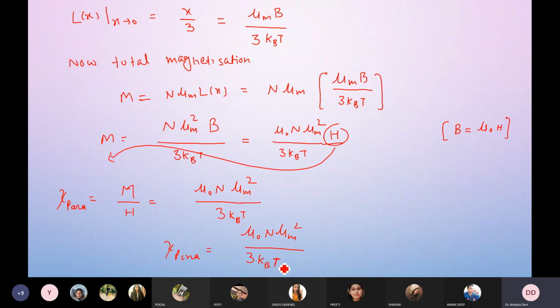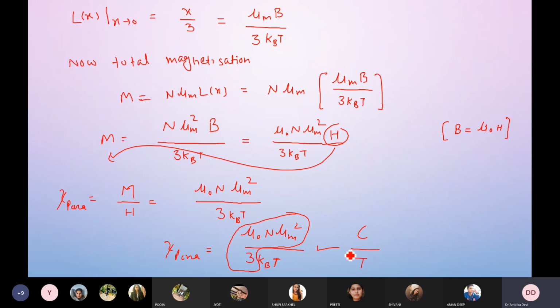If you remember, while going through the Langevin theory for diamagnetism, we got an expression in which there was no temperature at all, right? Which shows that the susceptibility of diamagnetic materials is independent of temperature. But in this case, we got it dependent upon temperature, and it is inversely proportional to temperature, right? So you may write this entire quantity as a constant, C, divided by T.